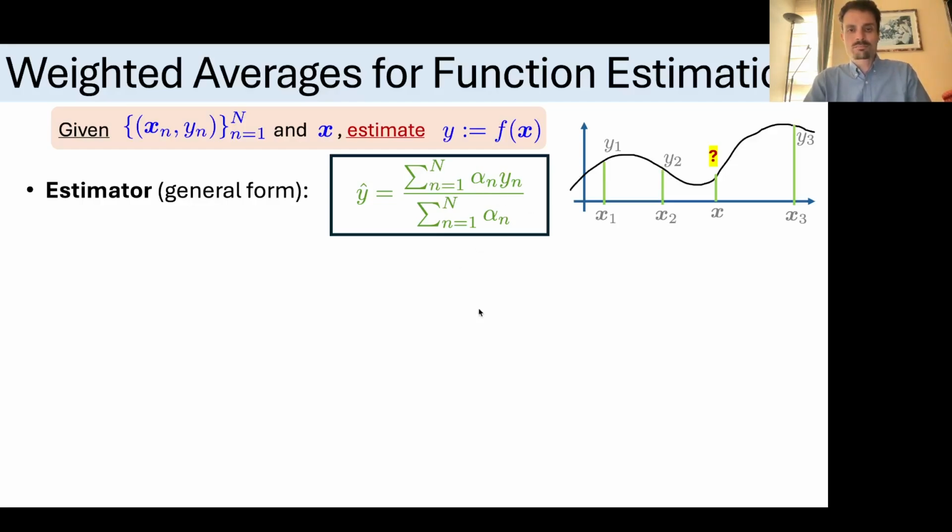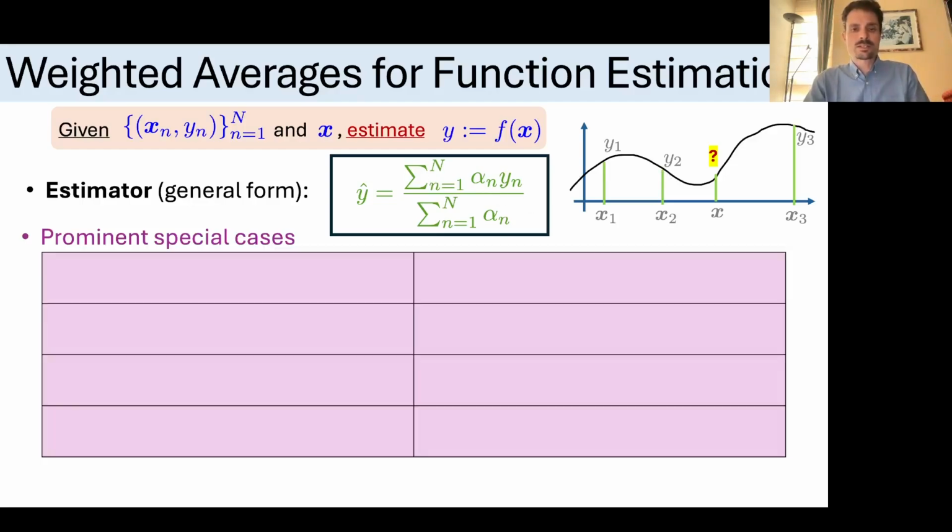And it is not surprising that many famous estimators are precisely of this form. So, for example, in k nearest neighbors, we would assign a weight of 1 or a constant to those observations that are among the k closest observations to the evaluation point, and 0 to the others.